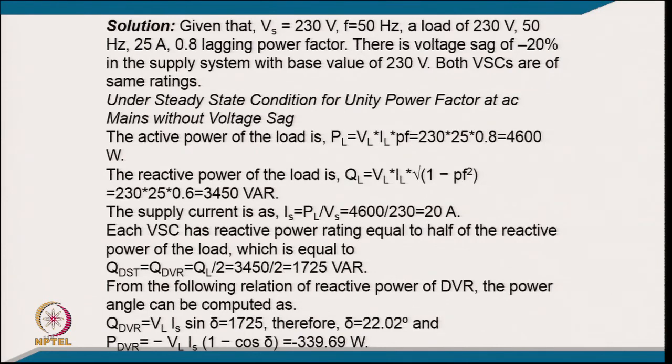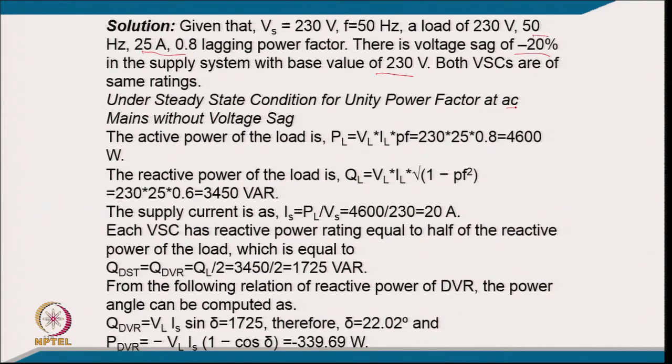So, coming to the numerical portion, given that Vs equal to 230 volt, 50 Hz, a load of 230 volt, 50 Hz, 25 ampere, 0.8 lagging power factor, there is a voltage sag of 20% in the supply system with the base value of 230 volt, and both voltage source converters are of the same rating. So, this is an interesting case, because you are having equal loading of both.